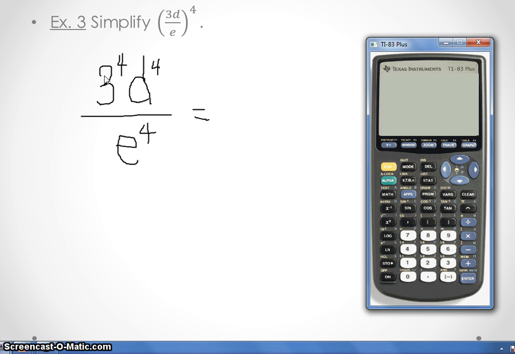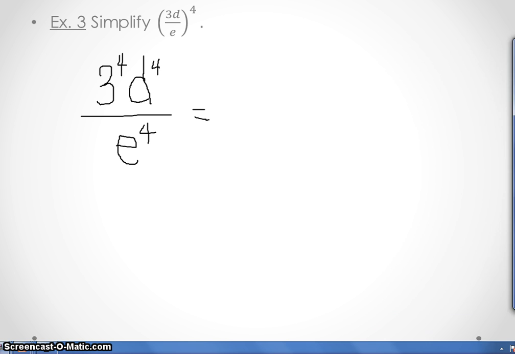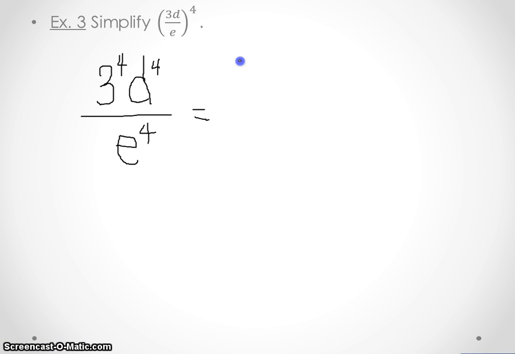So anytime you just have a real big number 3 out here, you just treat it like normal. So this is literally just 3 to the 4th power. Then you hit enter, and that gives us 81. So 81 is really what we get here. 3 to the 4th is 81.